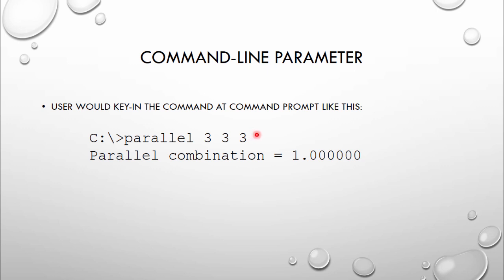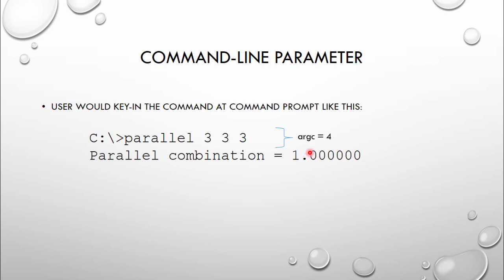And when the user clicks the enter key, our program will make the calculation and print the output something like this. So in this case, with 3 ohm resistors connected in parallel, the net resistance or total resistance will be 1 ohm. When doing programming with command line parameters, you need to know a few built-in variables that are given to our main function as parameters.